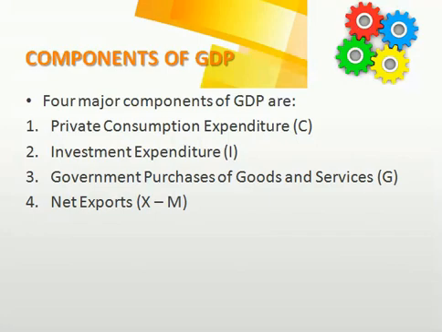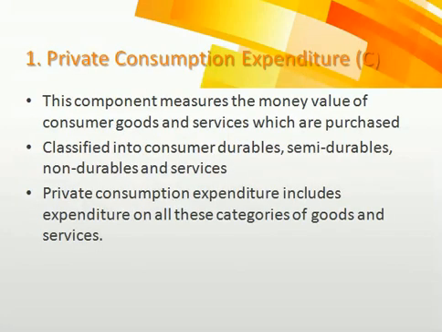Gross domestic product has four major components. First is private consumption expenditure, investment expenditure, government purchases of goods and services, and net exports. Net exports means whatever we are exporting minus the imports. This value can be negative, this value can be positive. In the case of Indian economy, generally net exports are in the negative value. So let's begin with the first one.